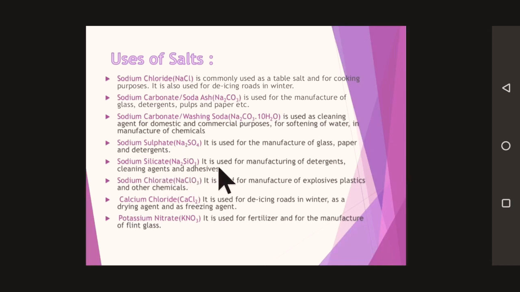Sodium silicate is used for manufacturing of detergents, cleaning agents and adhesives, and sodium chlorate is used for manufacturing of explosives, plastics and other chemicals. Calcium chloride is used for de-icing roads in winter, as a drying agent and as a freezing agent. And potassium nitrate is used as fertilizer and for the manufacture of flint glass.